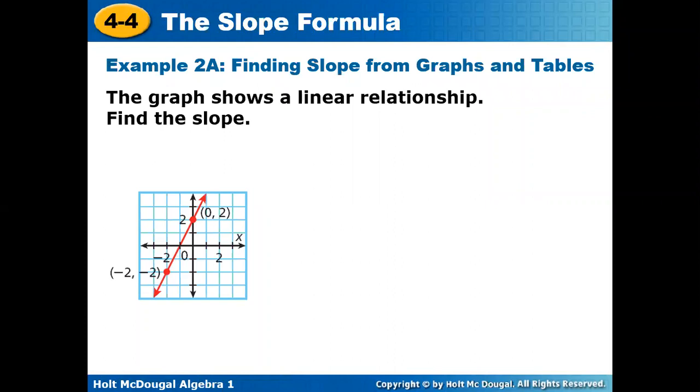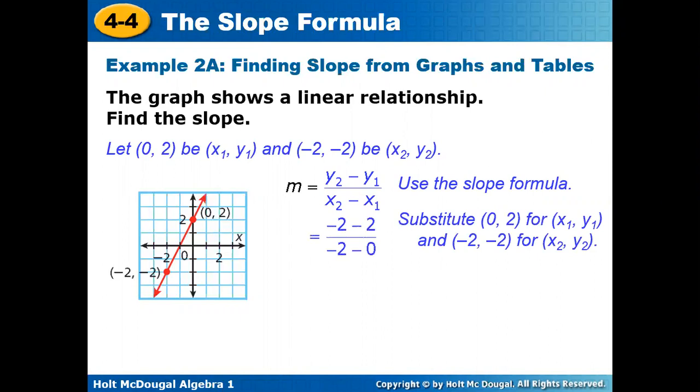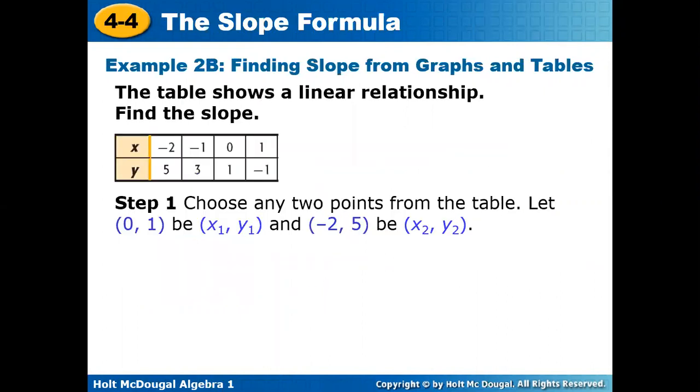And if you have the graph, to find the slope, you can determine 2 points on the graph, like the first point is 0 and 2, the second point -2 and -2. So by using the slope formula, y2 minus y1 over x2 minus x1, and substituting the 2 points, you have this answer.